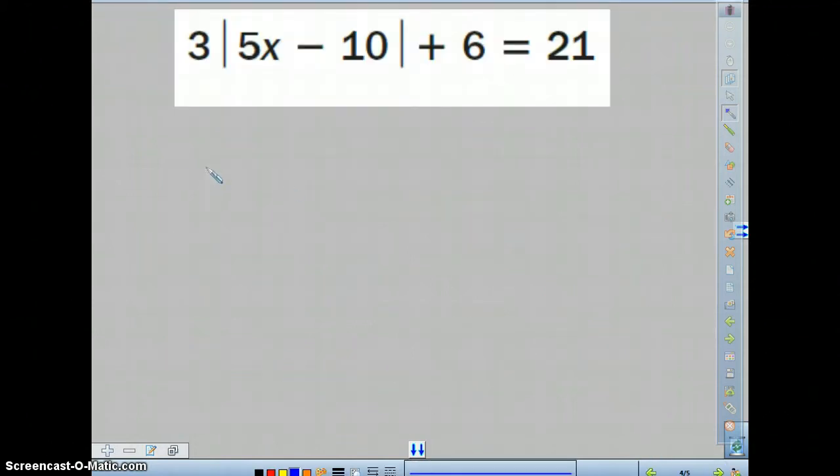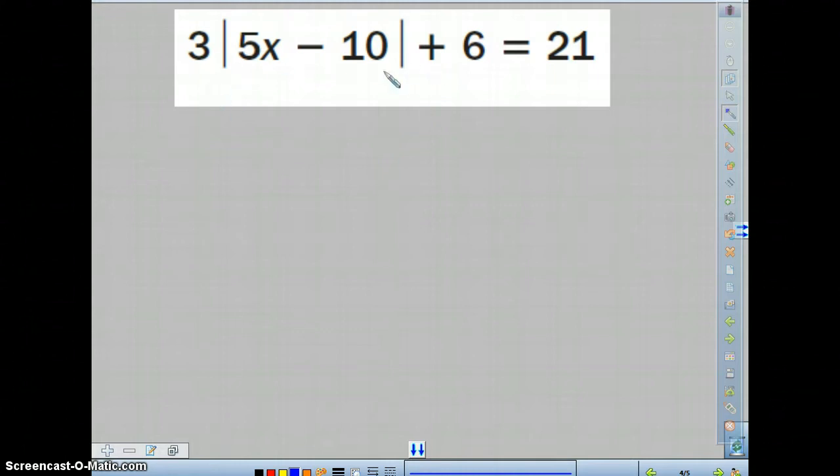Now we've got this, and you'll notice this is a little bit different. We're going to treat this just like parentheses. The only thing that we're not going to do is distribute it out. I'll show you what I mean by that in just a second.